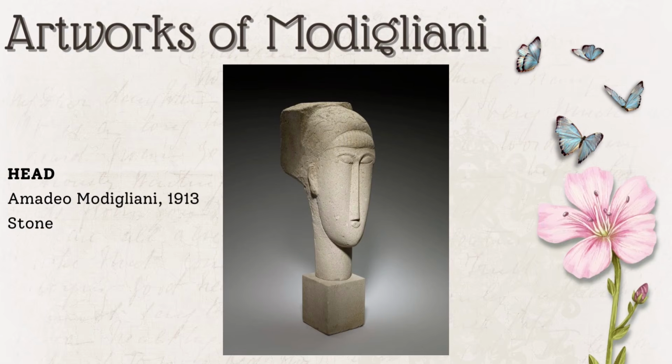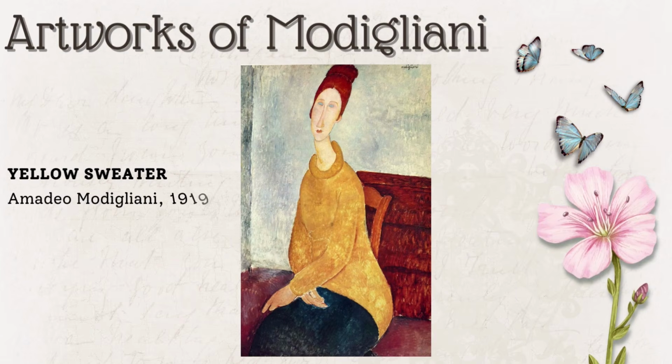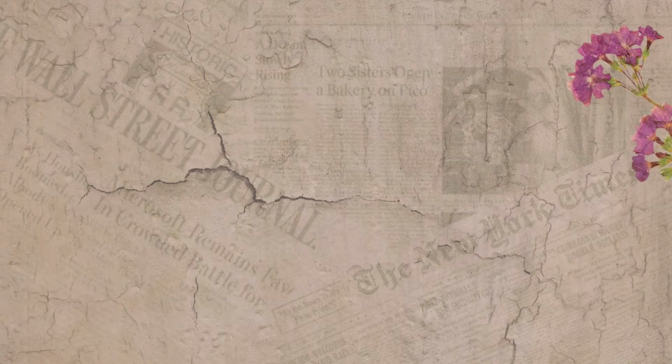Here are some of the artworks of Modigliani. The first one is called Head. He made it way back 1913 and it is made out of stone. Another artwork is called Yellow Sweater. He made it way back 1919 and it was an oil on canvas painting.